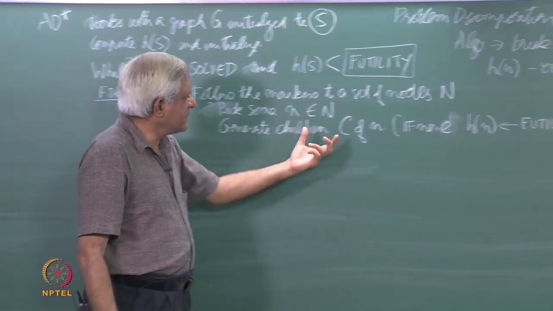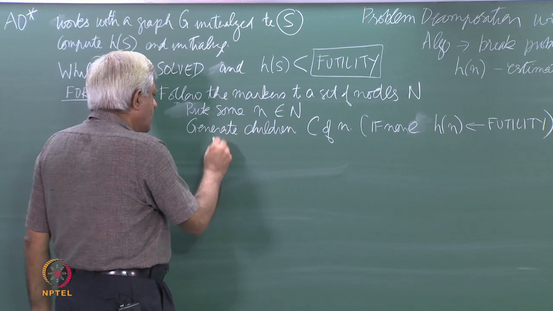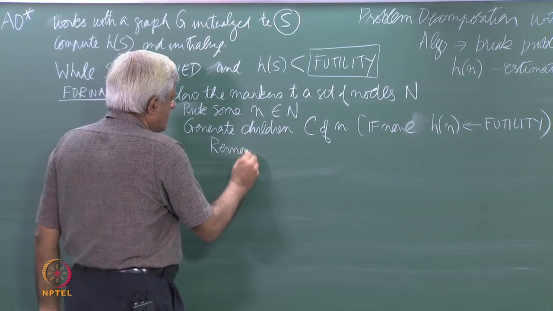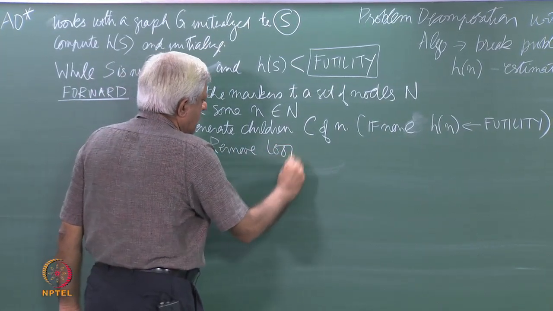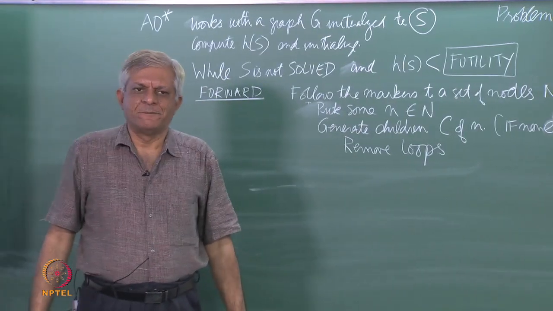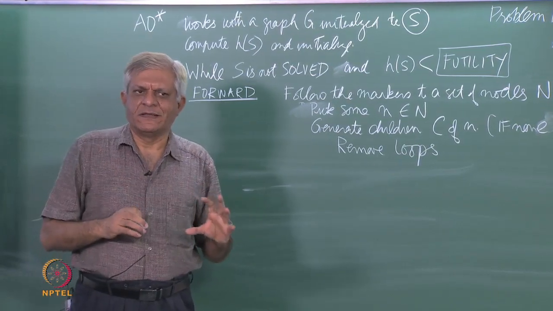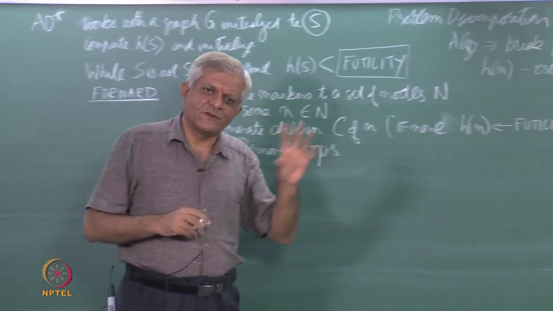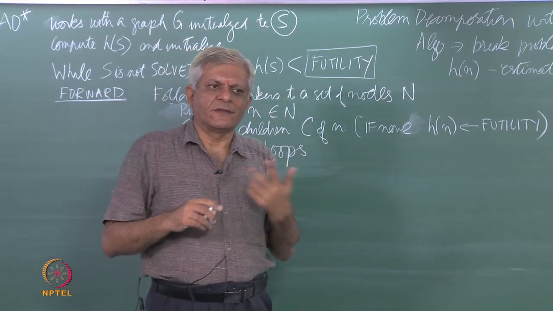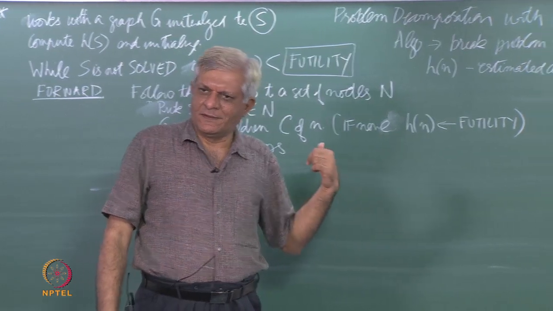Okay. So, generate children C of n, if none then you do this, then you remove loops. What do I mean by this remove loops? I am talking in the perspective of AND OR graphs. See, in the OR graphs, of course, we have this notion of looping, that you could just go around the same paths. Here, what does looping mean?